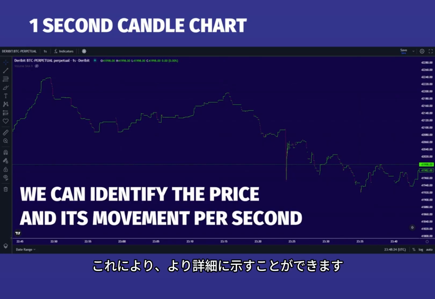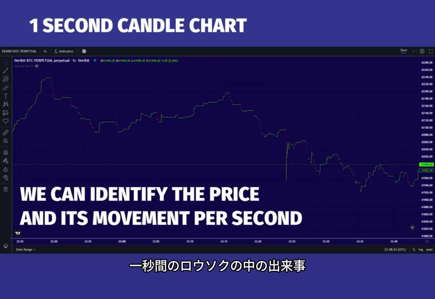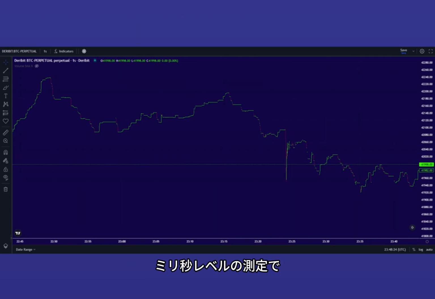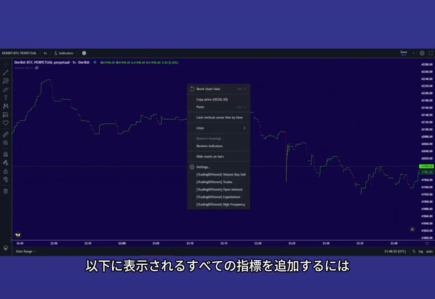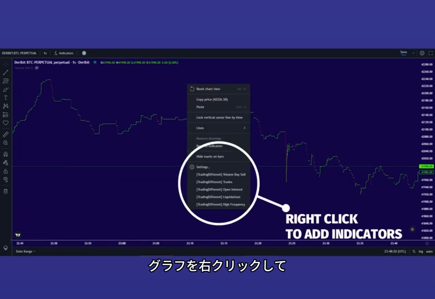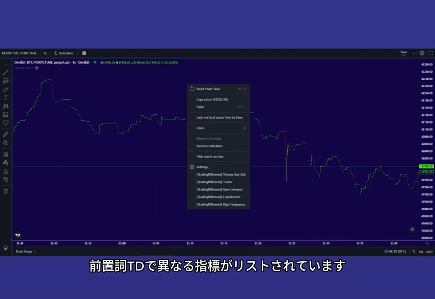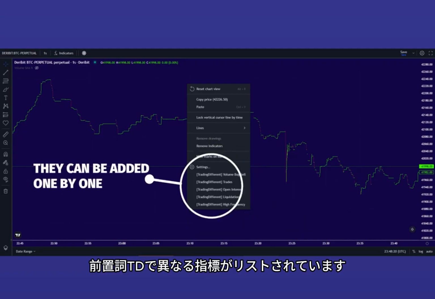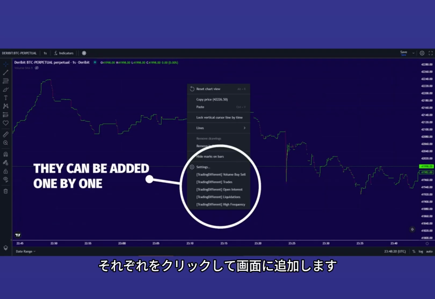This will allow us to show in greater detail the events within each 1-second candle with measurements at the millisecond level. To add all the indicators that we will see below, we must right-click on the graph, and the list will appear. All trading different indicators are listed with the preposition TD. We click on each one to add them to the screen.